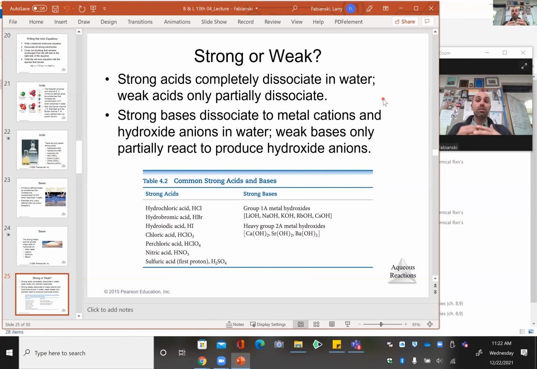Weak bases, just like weak acids, will only partially dissociate. Only a small percentage will break apart in water, which means if we have a weak acid, it is by definition a weak acid because part of it will remain as the acid in water. Not all of it will break apart. Your strong acids again: hydrochloric, hydrobromic, hydroiodic, chloric, perchloric, nitric, and sulfuric. With your strong bases, we're looking at group 1, the alkali metals, and group 2: calcium, strontium, and barium.